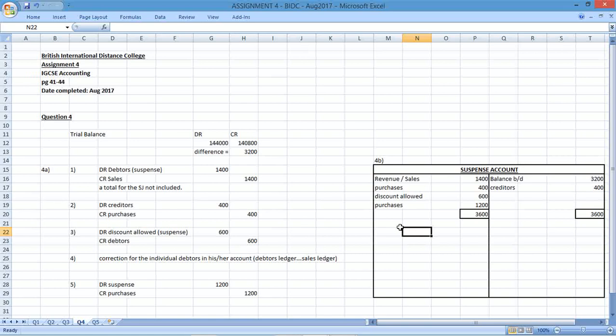It is quite tricky. You need to think about the actual account and are we missing a debit or are we missing a credit, and then provide for those missing amounts in order to correct the actual trial balance.